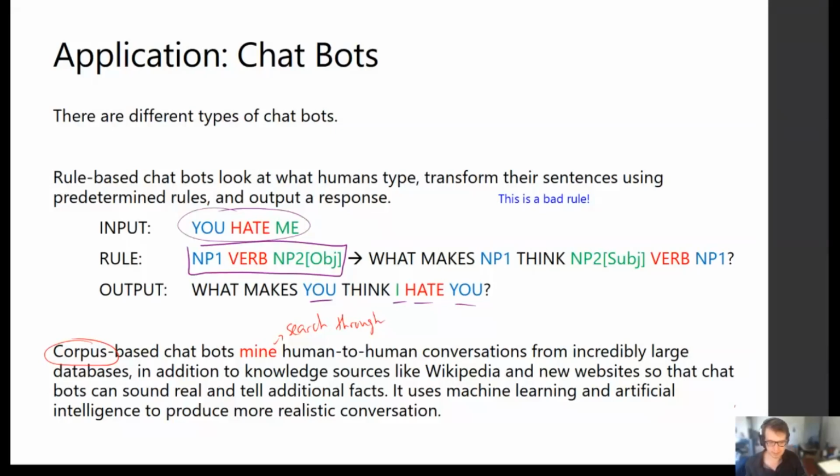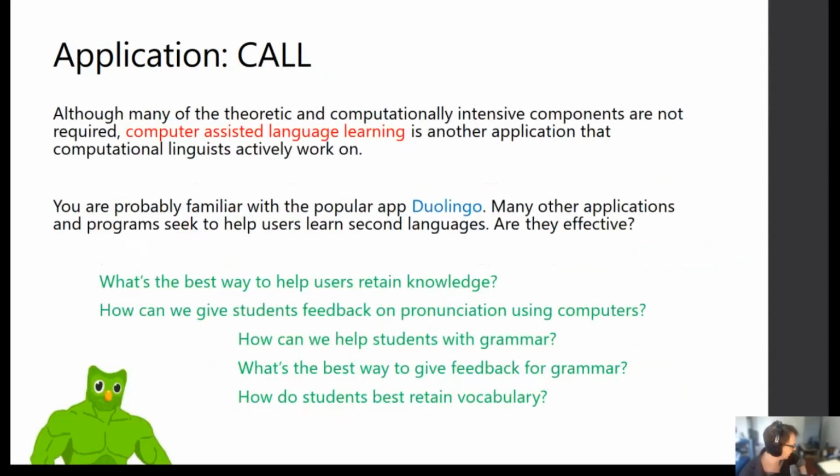So chatbots are things that can talk with you online or over the phone, and corpus-based chatbots typically sound better than rule-based chatbots. So you'll look at Eliza and Cleverbot in the assignment, and you'll have to determine which one is which. Okay. The last 3 slides are on computer-assisted language learning, so this is about Duolingo.